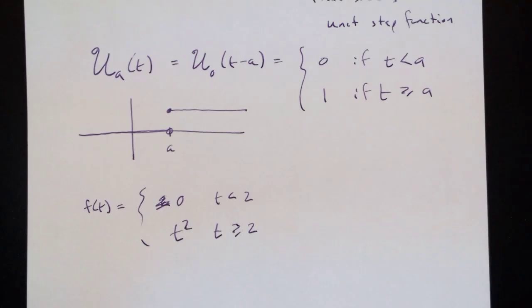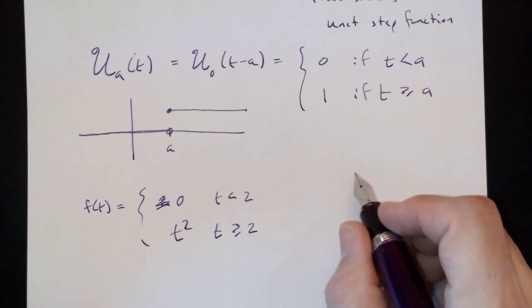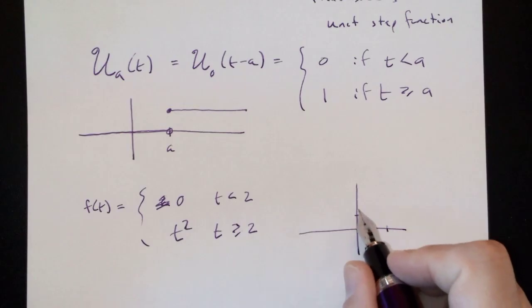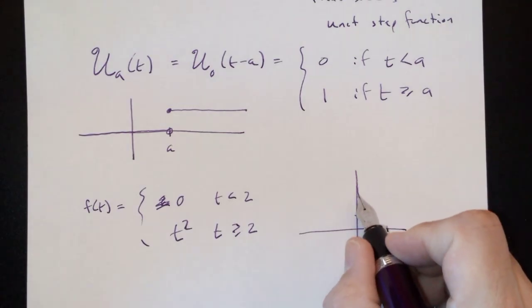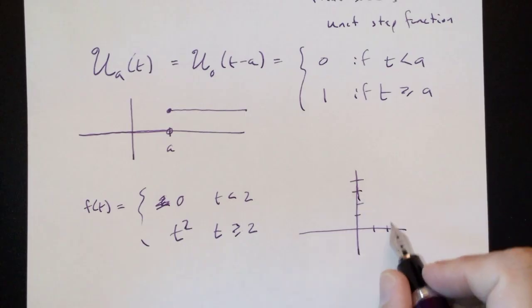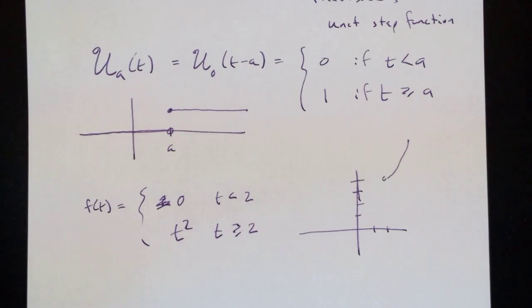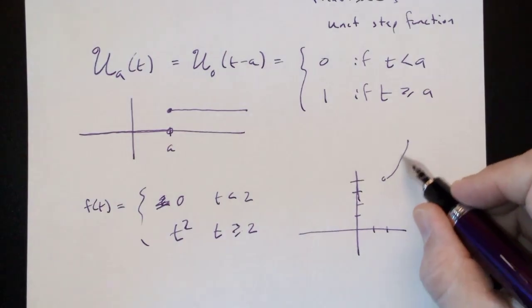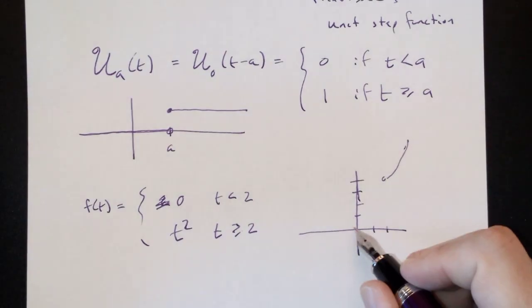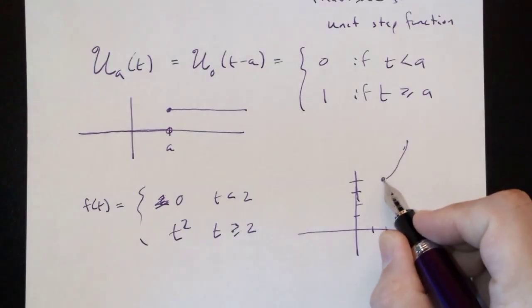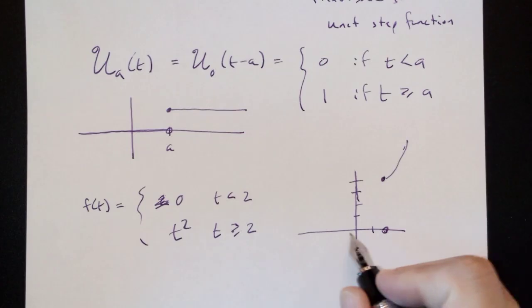If I asked you to graph this function, it would look like that. Part of a parabola, right? Probably steeper than that. I'm a crappy artist today. But it would be, I'm sorry, there should be a solid dot here. There should be an open dot here.